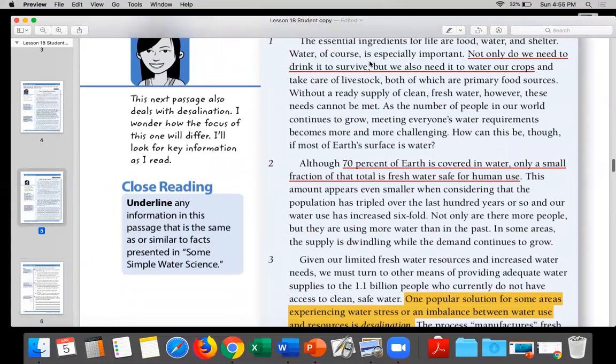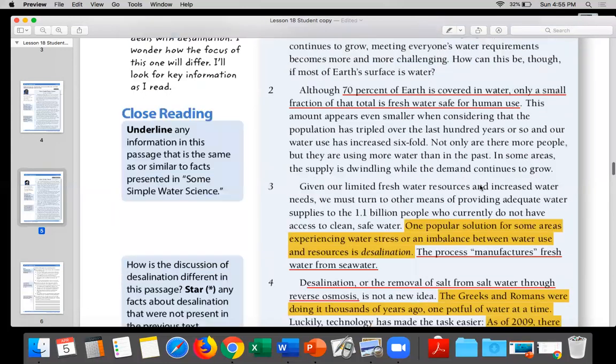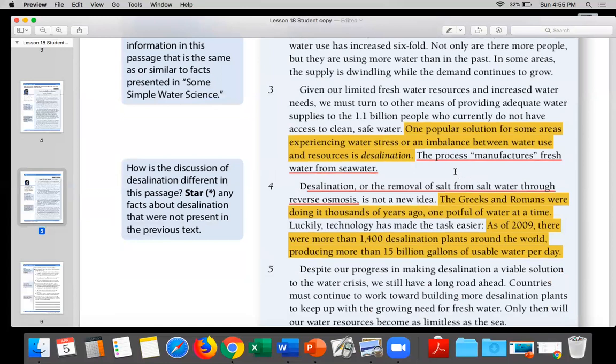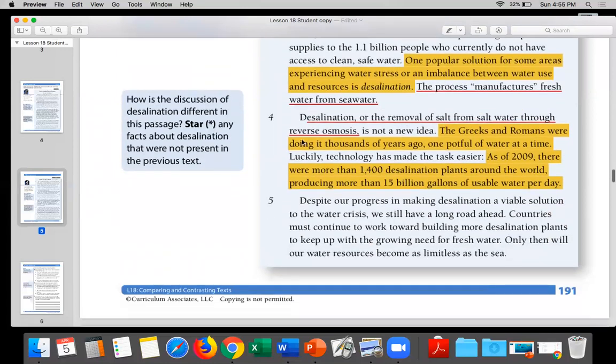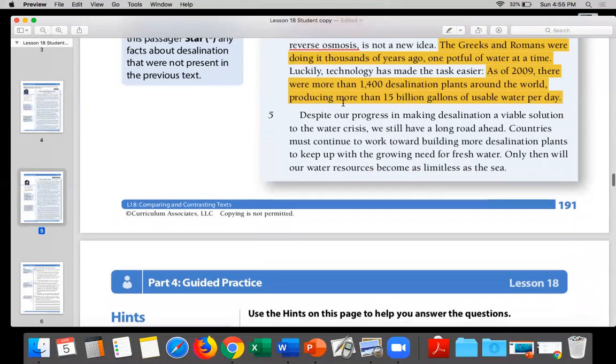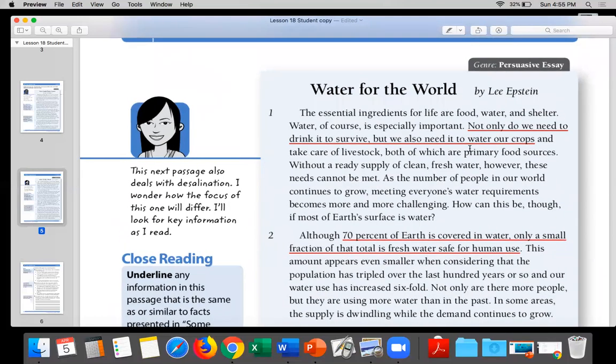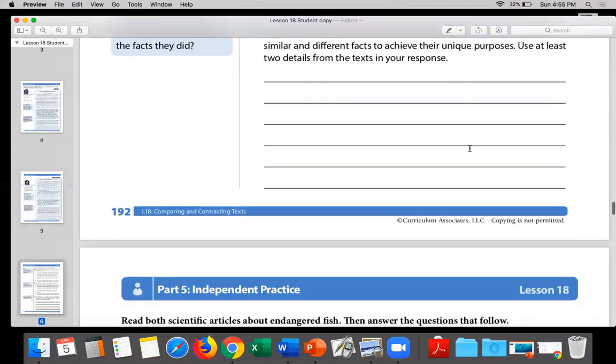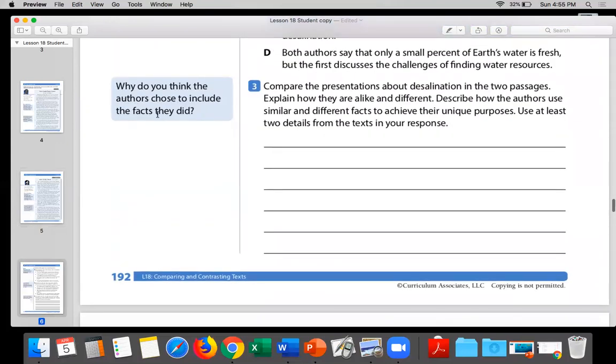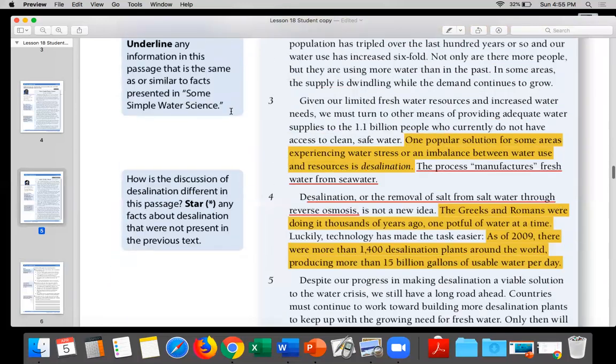So we need it to drink, to survive. We need it for our crops. 70% of the earth is covered in water. Only a small part is safe enough for us to use. Desalination creates fresh water from seawater, and it removes the salt through reverse osmosis. Some things that were different are these things that we've highlighted or that you've starred. And then why do you think the authors chose to include the facts they did? Let's look at their titles.